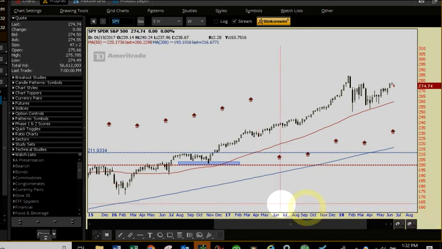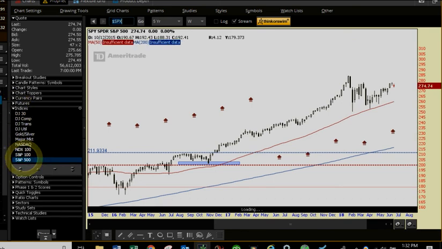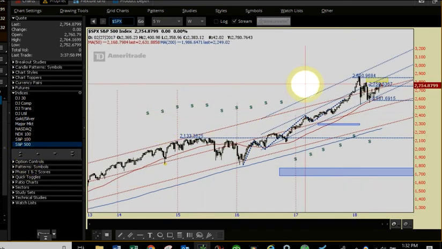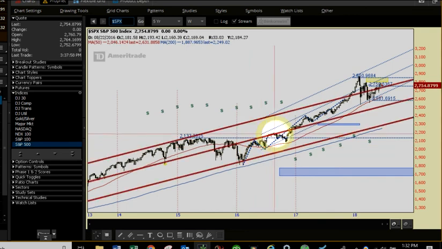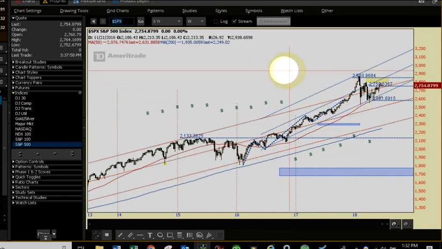Got a chart of the SPY. Let me change it to the S&P 500, and you can see here's the 2016 low, and this has been the run up since the 2016 low.